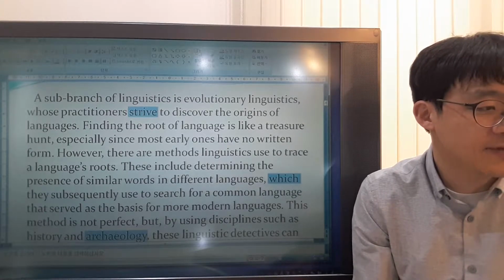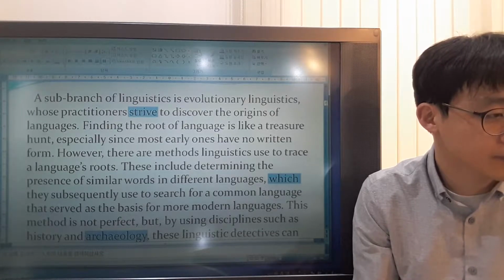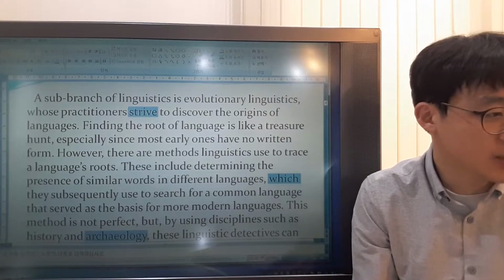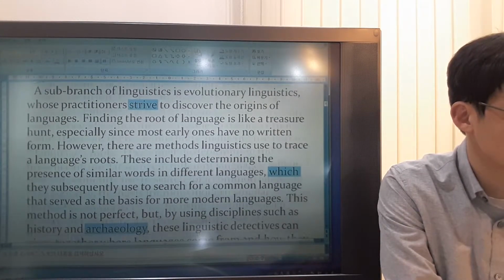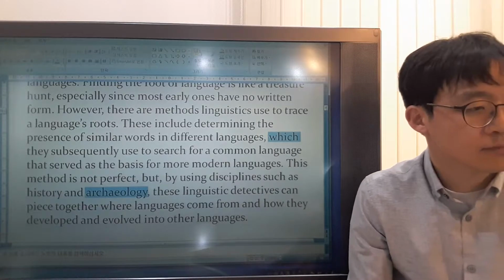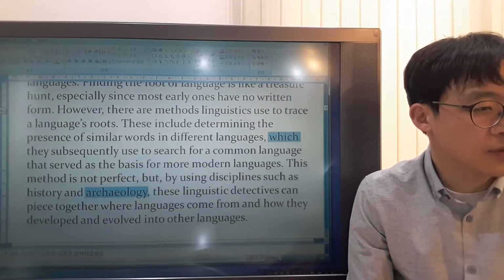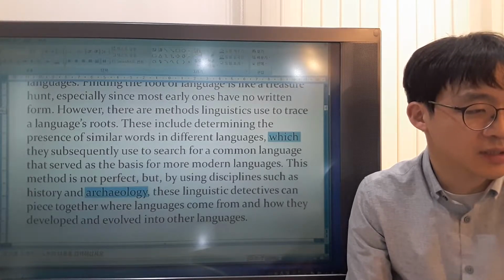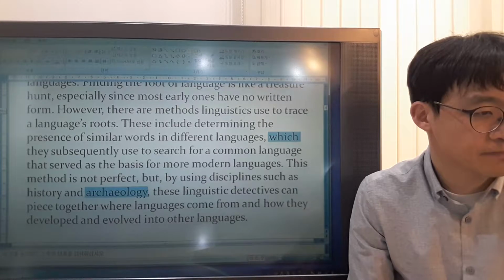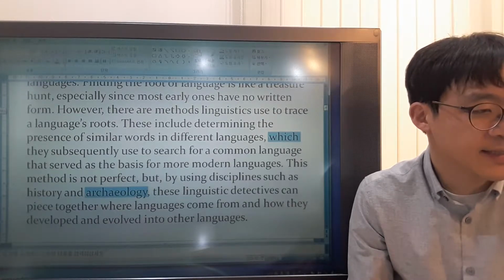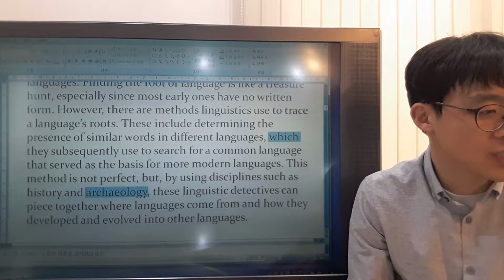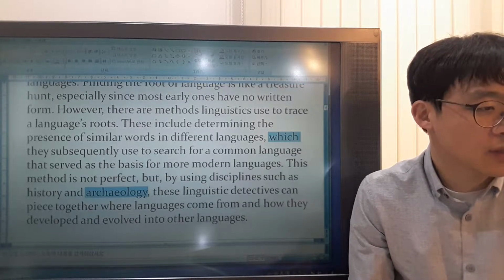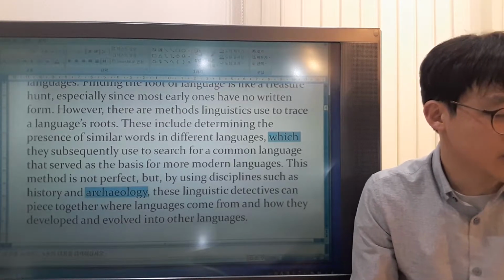Subsequent means happening after something, all right? Common would mean shared language. Serve as means to function as. And although this method is not perfect, by using subjects such as history and archaeology, these people who try to find the origin of the languages can put together the information about where the languages came from and how they developed into other languages.